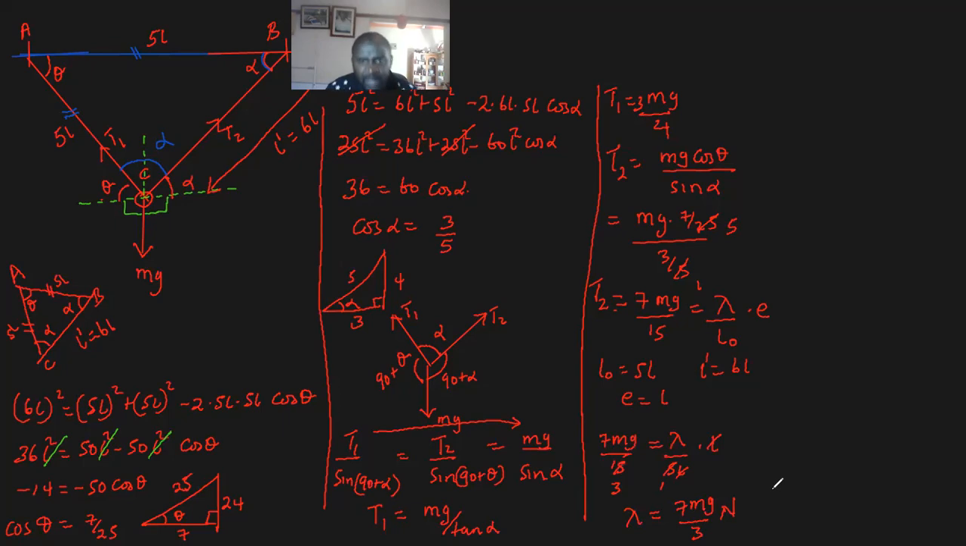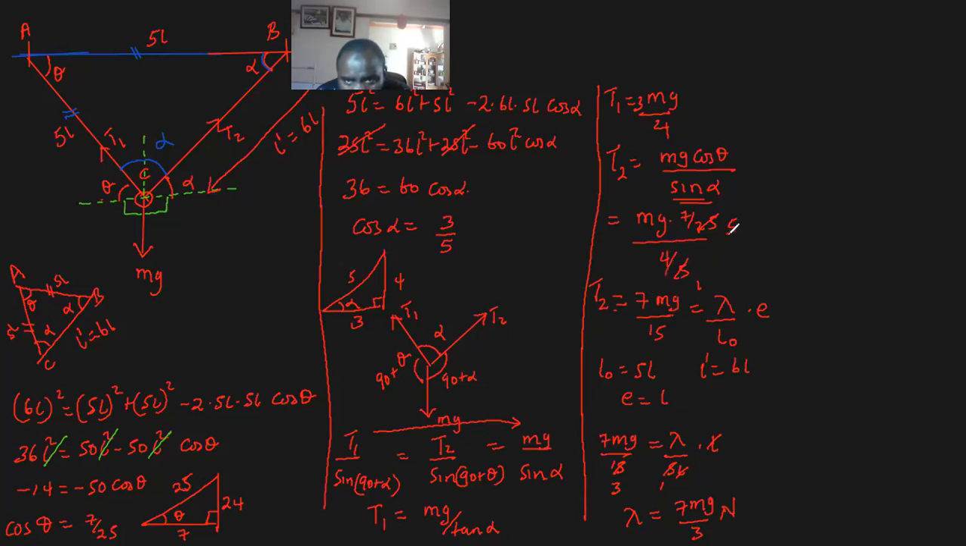Have I made a mistake? Wait. This was 25. This was 3 out of 5. 3 out of 5 was for alpha. Oh, guys, how come no one saw this? This was sine alpha, right? Sine alpha is 4 over 5. Sorry. Sine alpha is 4 over 5. I hope you've seen that error I made. So this is 4 out of 5.